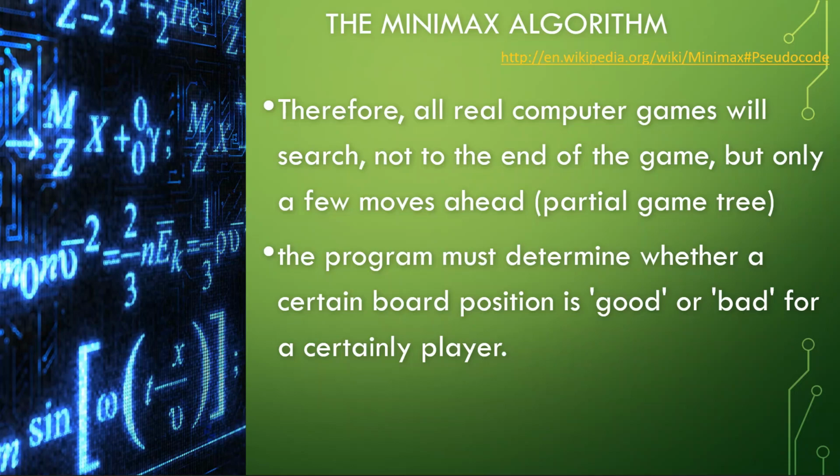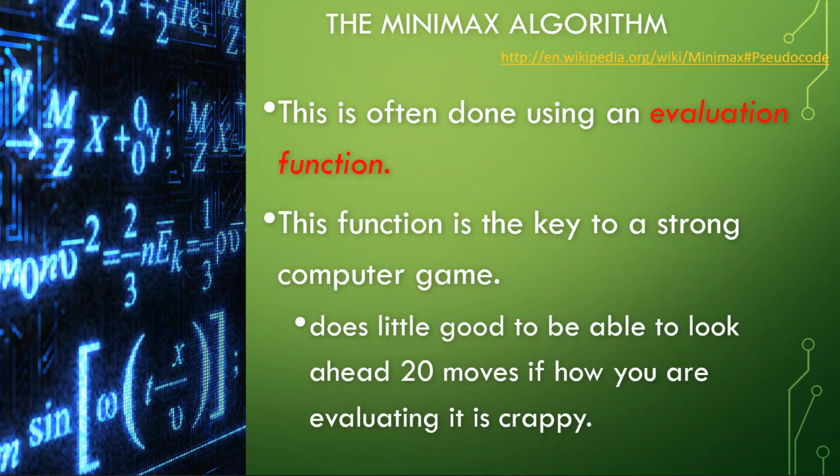So the program must determine whether a certain board position is good or bad for a certain player. And this is really important for the quality and the strength of this algorithm, where a whole bunch of people could just use the min-max algorithm or slight variations of it, but the real strength of it comes from the quality of your evaluation functions. So this is often called an evaluation function. This function is key to a strong computer game. It does little good to be able to look ahead 20 moves if how you are evaluating it is crappy.